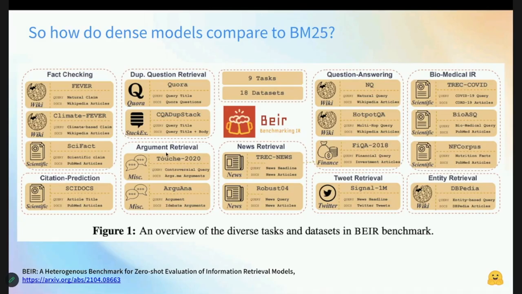And basically what they did was they set out to evaluate multiple different methods for information retrieval across a variety of dataset domains and also tasks. So tasks being like retrieval versus classification versus whatever it may be.